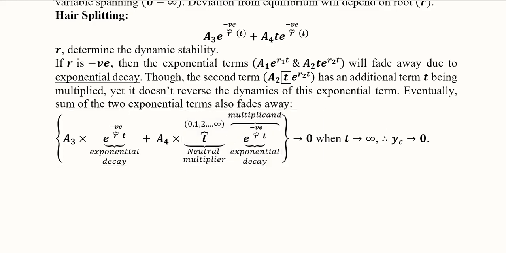So we are assured that both of these terms are going to give rise to exponential decay at their individual level. So on the whole, this overall term, which is the deviation, will fall prey to exponential decay, and as time goes ahead, the deviation will reach 0.